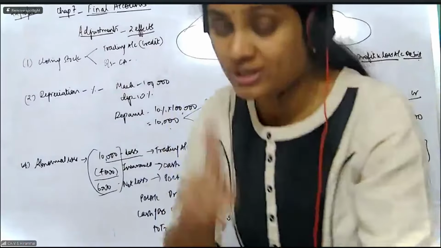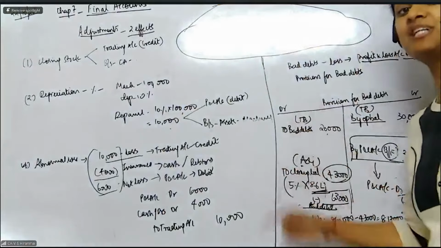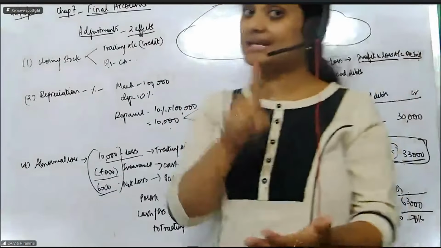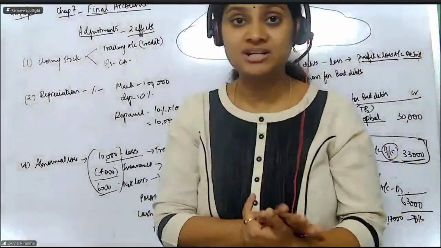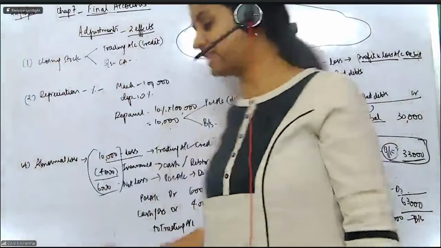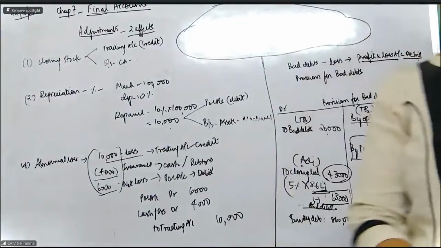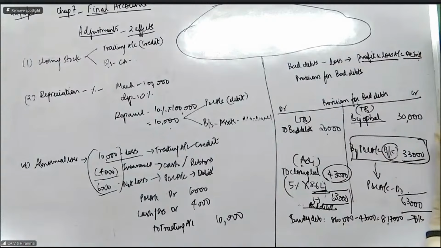Illustration number 4 is a variant. In illustration number 4, bad debts are coming as an adjustment. They are not given in the trial balance. That is why they have a different way of treating them. Please explain again? Okay, Anjali, when I do the question, you will understand.